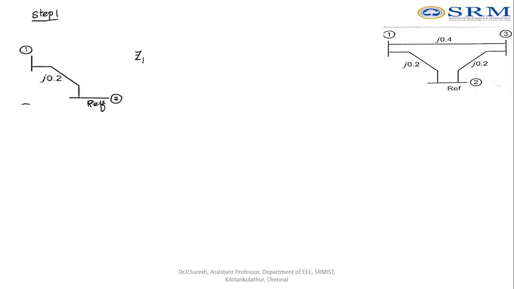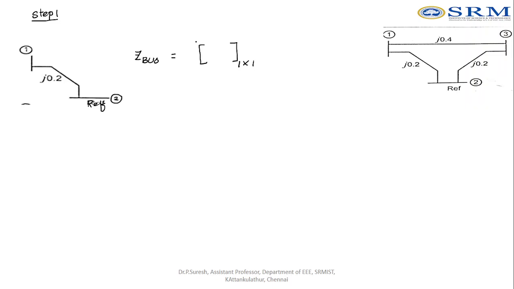So Z bus is equal to, as we know, the size of the matrix is the number of buses leaving the reference bus. Leaving the reference bus, we have only one bus, so the size of the matrix will be 1 by 1. This is the size. Only one element should be available, right?